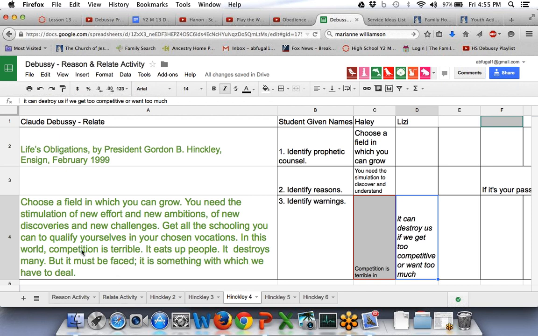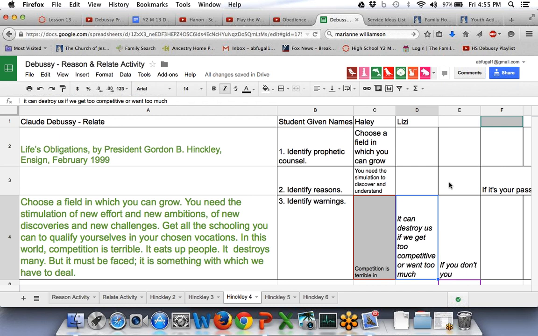Yeah. He also says the competition is terrible in the world. If you aren't educated, you can't compete. Unfortunately, in the world we live in, the competition is worse than it ever was before. And so to get all the education you can will help you compete in that market. You all don't want to be so competitive that all you do is focus on that.